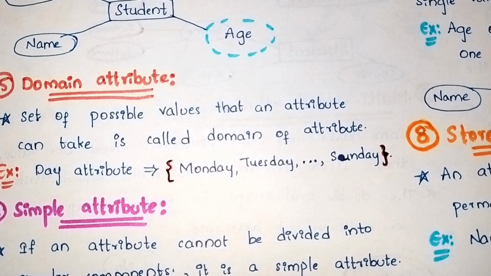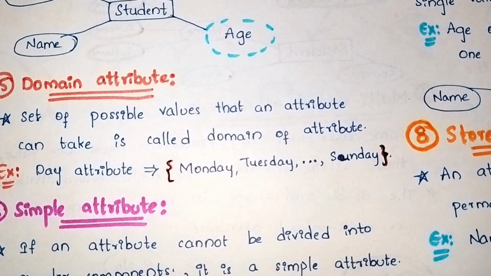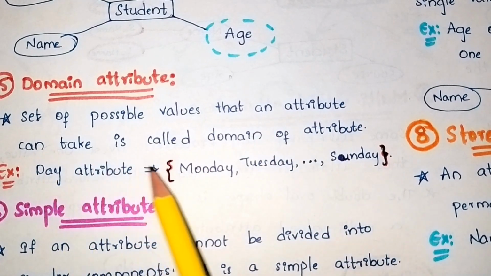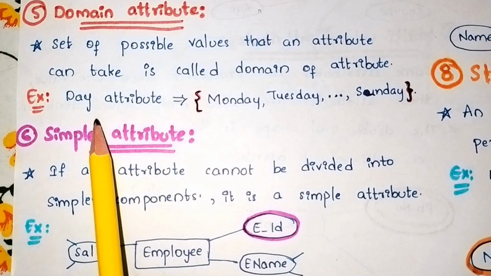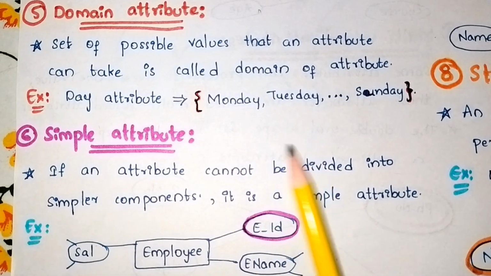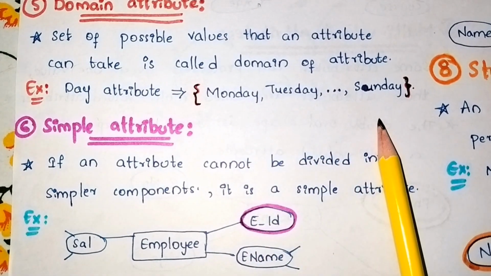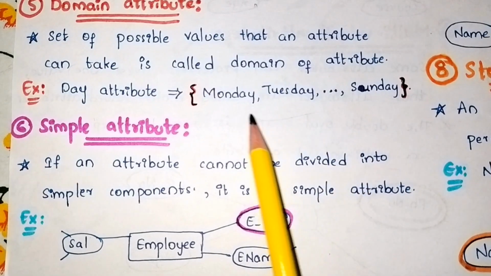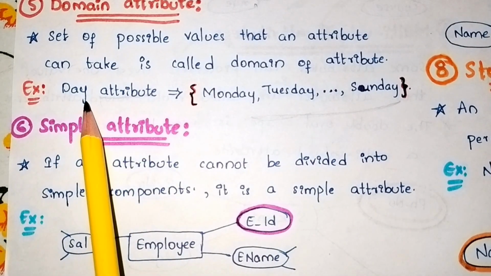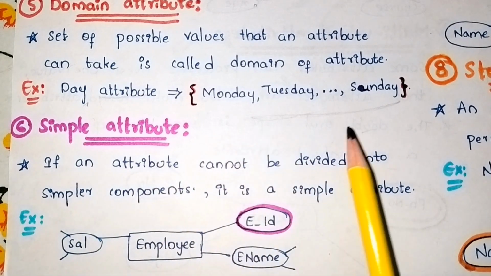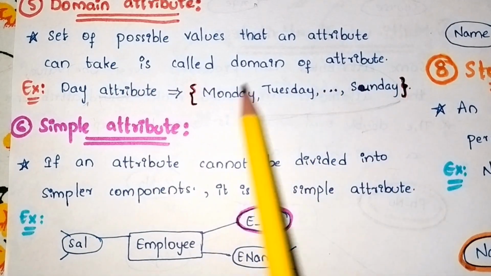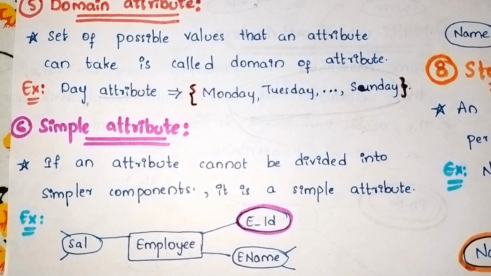So next we have domain attribute. Domain attribute is the one which allows possible values for that attribute, for that entity as well. Suppose we have a set of possible values that an attribute can take, it is called the domain of the attribute. If we consider, for example, the day attribute, we can have Monday, Tuesday, Wednesday, up to Sunday, any of these days for this day attribute. If we consider a digit attribute, in the place of the day attribute we can have digits 0 to 9. This kind of particular domain is called a domain attribute.